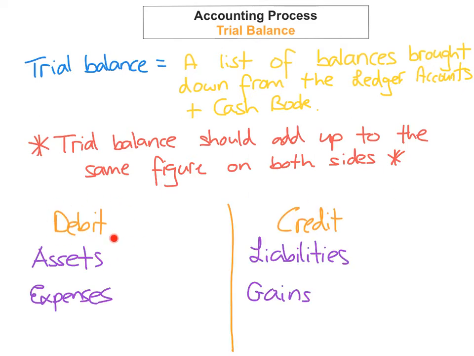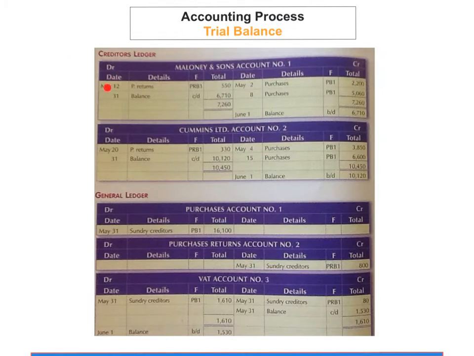So on the debit side we put all the assets and the expenses, and on the credit side we put all the liabilities and the gains. To complete the trial balance, you need to have your creditors ledger done and the general ledger, which we've done in the previous tutorial. So we've done the account for Maloney and Sons, the Cummins account, the purchases account, the purchases returns account, and then the VAT account. This is all done from our previous tutorial, and now what you have to do is input these details into the trial balance. I'm going to show you how to do that now.